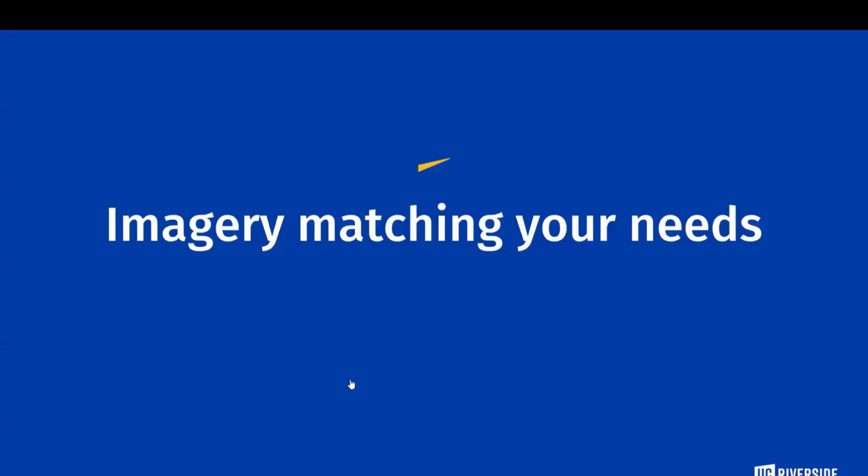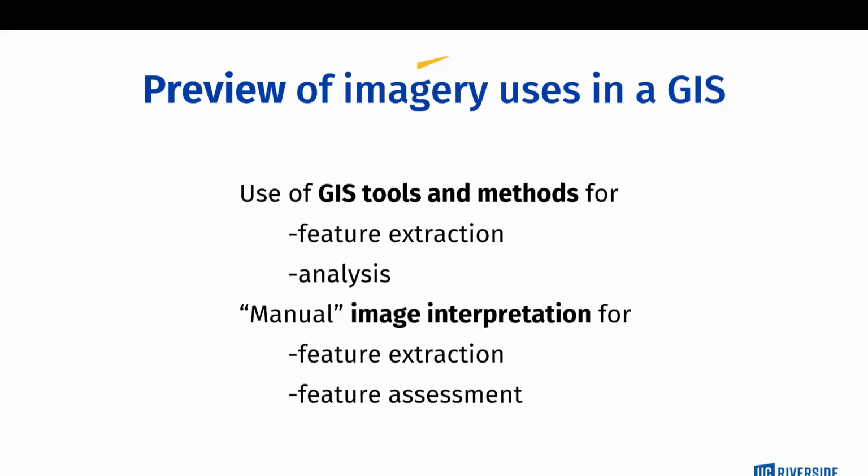All right, so that's the end of the imagery basics. Now let's think about how imagery might be able to match the needs that you have for what you want to extract from it. But first, I want to give a preview of the imagery uses in a GIS. I kind of hinted at this earlier as well. There are two basic categories in my mind.